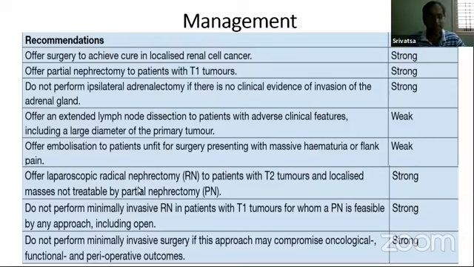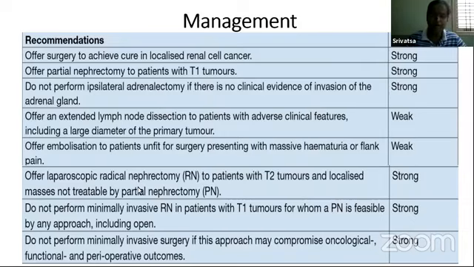Offer embolization to patients who are unfit for surgery, presenting with massive hematuria or flank pain. Again, this is a scenario that I would like to highlight here, that embolization should be offered only to patients at onset of symptoms. There are many situations where we find that patients have extensive disease who are not operable or who are not amenable for any other treatment. However, we should not offer embolization upfront at the time of diagnosis and reserve it to the onset of symptoms like hematuria, flank pain, or even paraneoplastic syndromes.